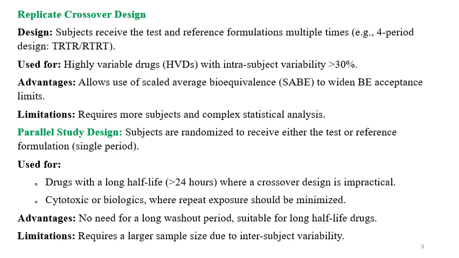It is used for highly variable drugs with the intra-subject variability of equal to or more than 30%. The advantage of this design is it allows use of scaled average bioequivalence to widen the BE acceptance limit. BE acceptance limit generally is 80 to 125% CI, and if replicate studies are used, then some widening in the Cmax level can be given. Limitation of the replicate crossover design: it requires more subjects and complex statistical analysis.